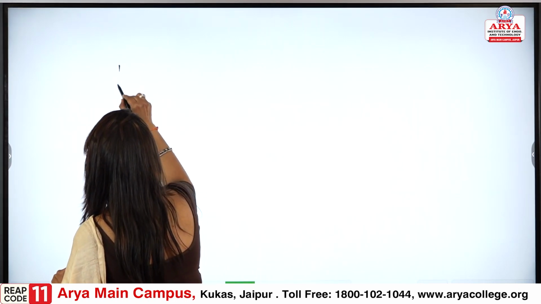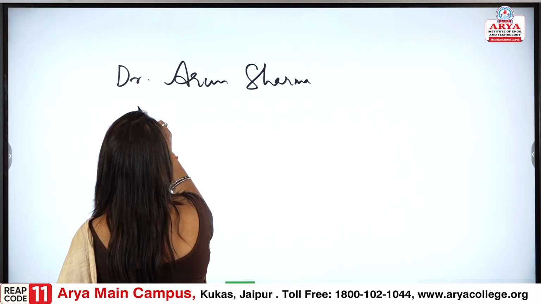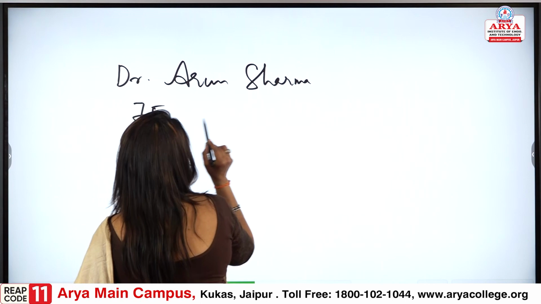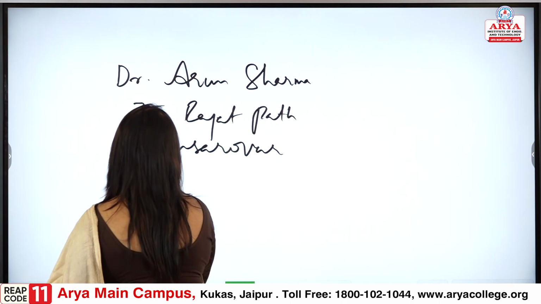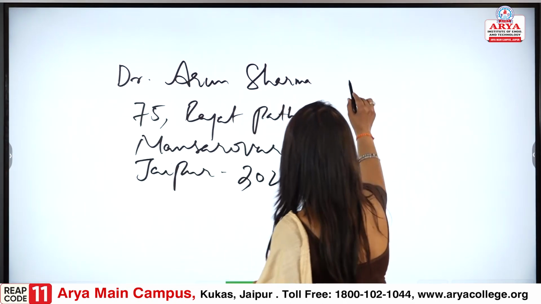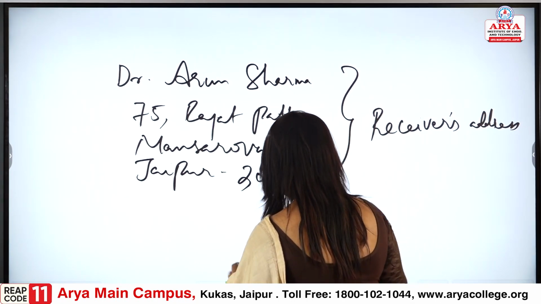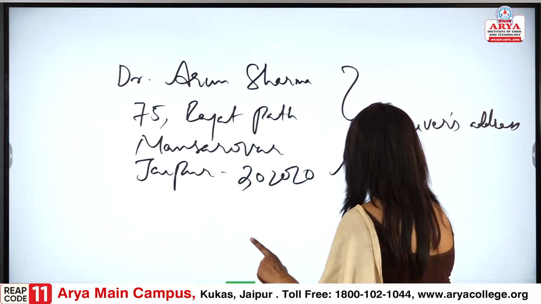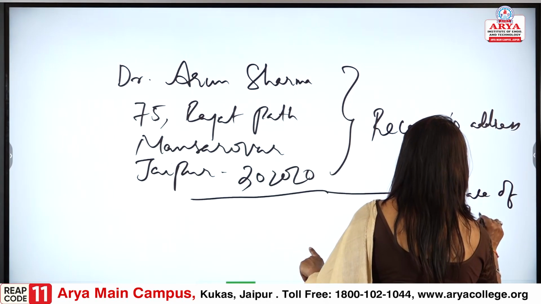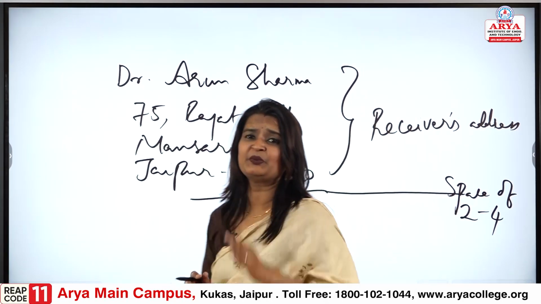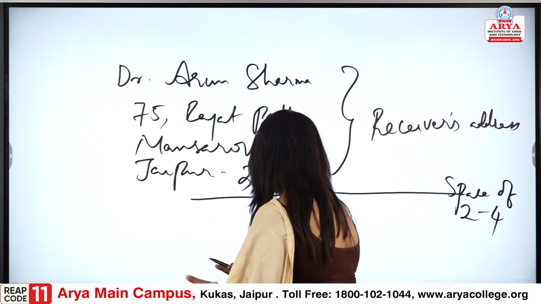Suppose it is to Dr. Arun Sharma, 75 Rajat Path, Mansarovar, Jaipur. Fine, this is again the receiver's address. This is again followed. Then again we would give a space of 2 to 4 lines. Fine, that line space we will have to compulsorily give, because that gives a proper formatting and a pattern.